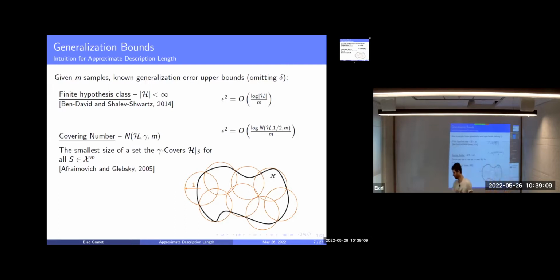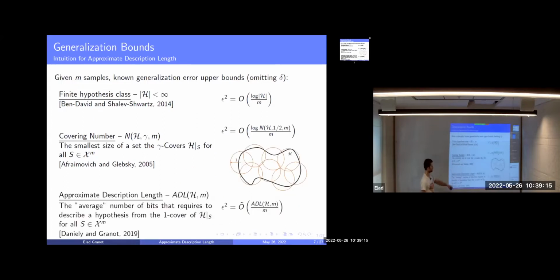So this is the basic intuition about covering, and before I talk about approximate description length, assume that I can encode each ball with some k bits. If I can do that, then we have at most 2 to the power of k hypotheses, which means we can replace the covering number with k, the number of bits. So this is the description length approach. And what I'm going to introduce today is approximate description length, or ADL. And the idea is that we allow varying the number of bits for each hypothesis.